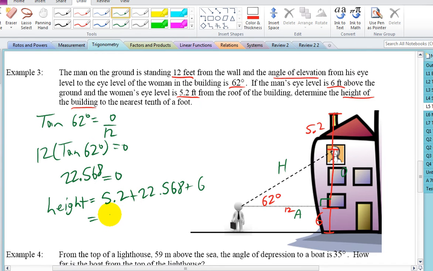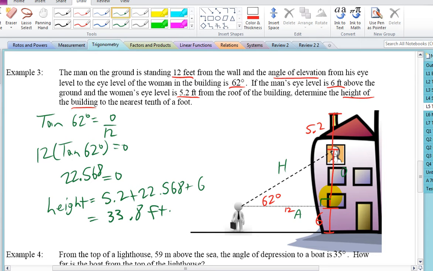33.76, 33.8 feet. Now it would be better to say 33 feet and so many inches, but we're going to choose not to because it says not to. A little bit weird, I know. It's not the best situation, but so be it. Any questions?